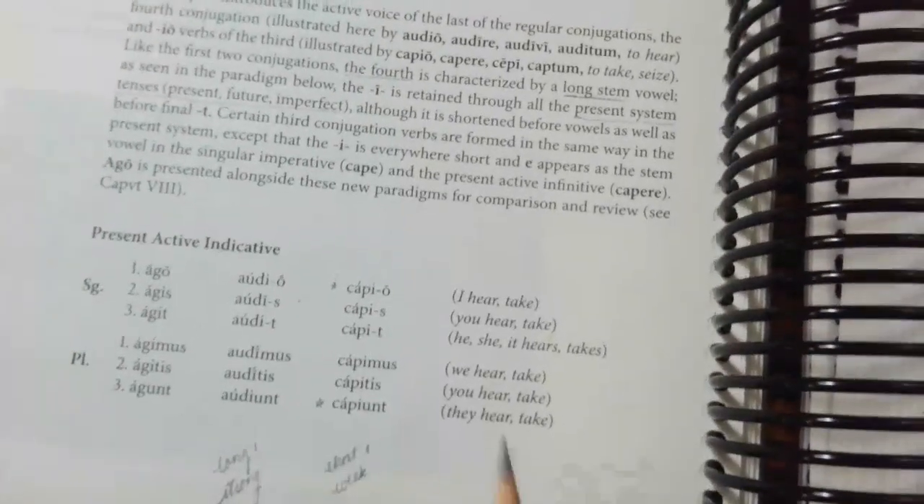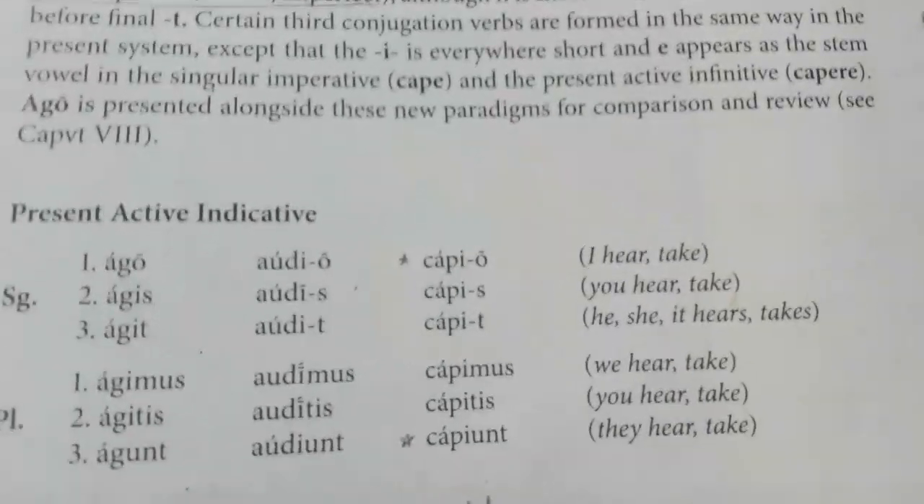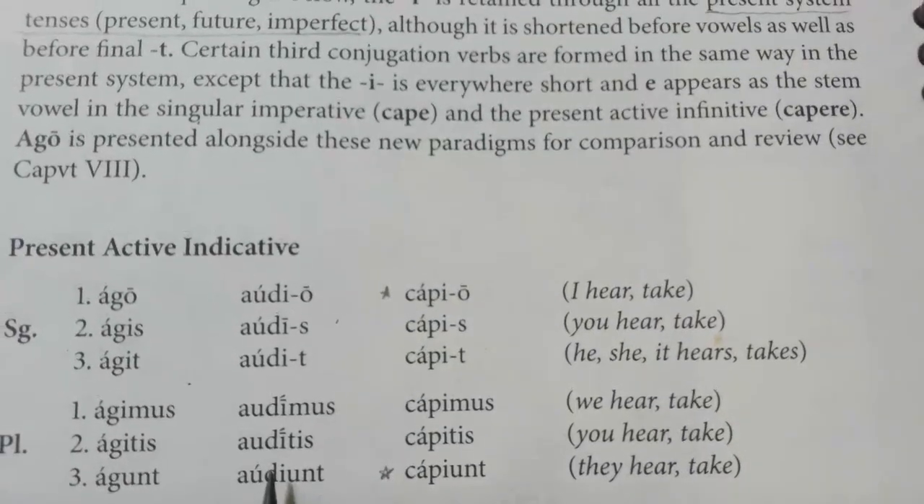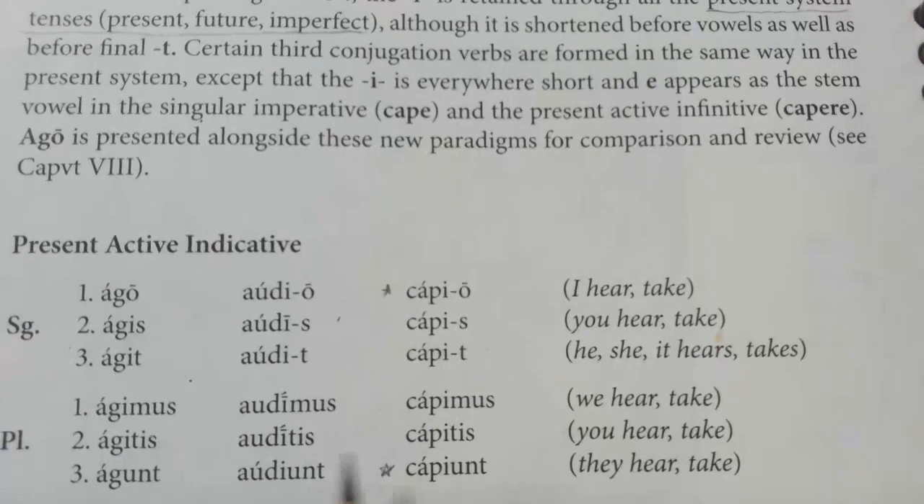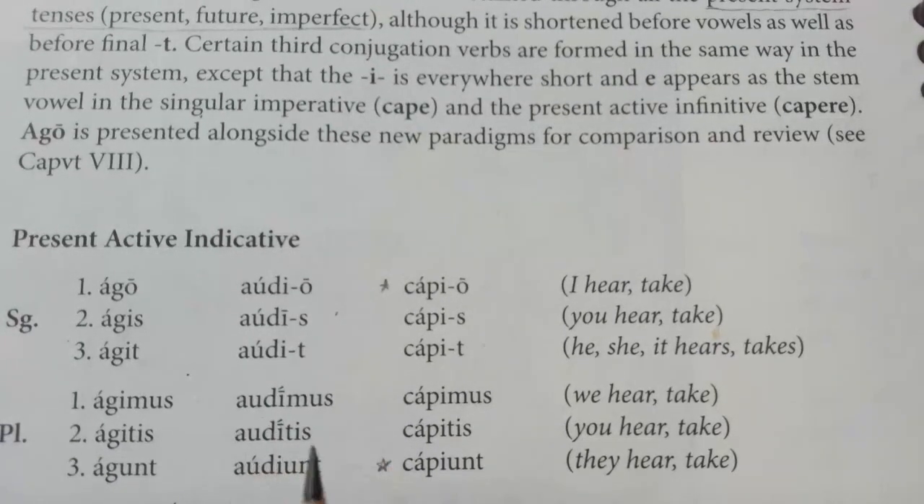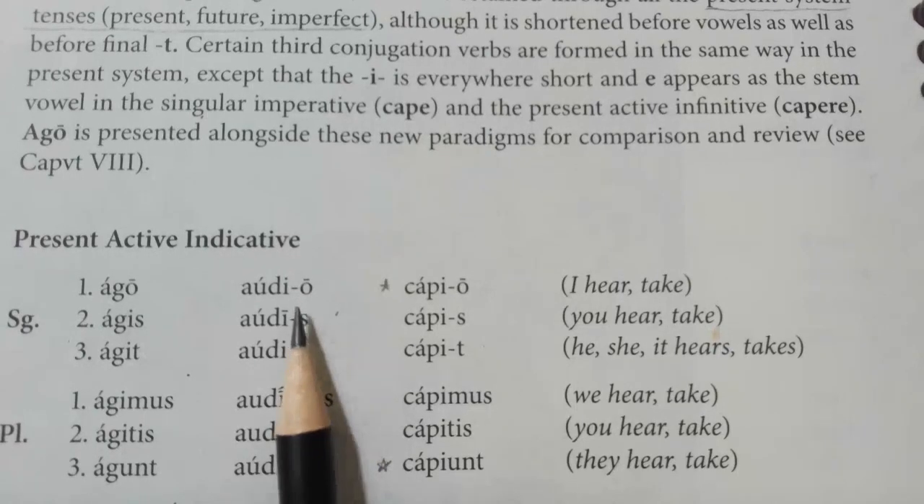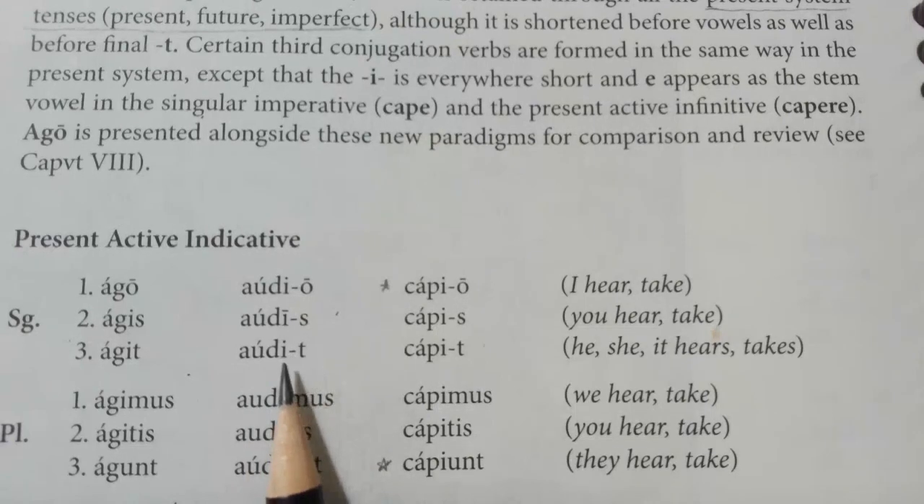So if you look at the chart down here, what they're talking about is the fourth conjugation here, and I do not know why they ordered it this way, but we'll talk about that in a second. What they're talking about is that the fourth conjugation has a long I, except here, before that first person O, and then here before that T, right?